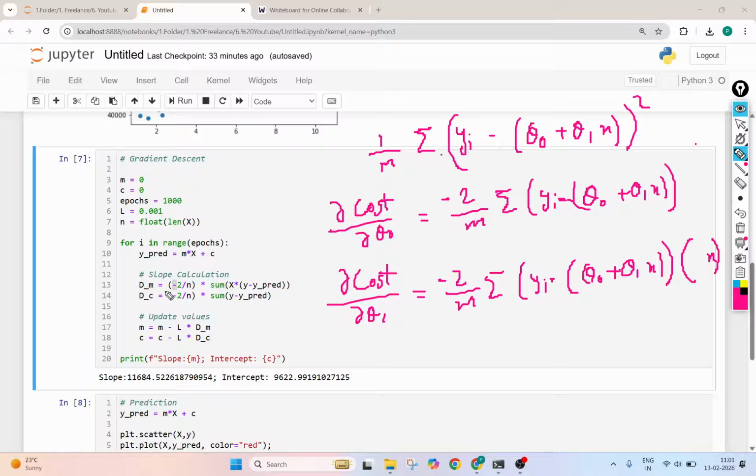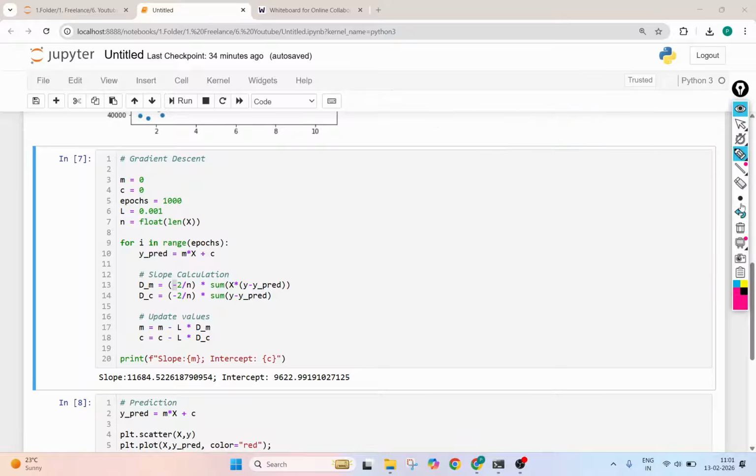You can see d of m is minus 2 by n or 2 by m, whatever you want to call it, into sum of y minus y pred, this is my y pred, into x. Again, d cos d theta equals minus 2 by m into sum of y minus y pred. So I hope this entire concept is clear, both theoretically and practically, right? Great. So that's all for gradient descent. Thank you.